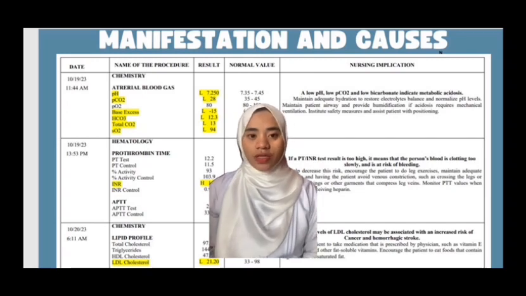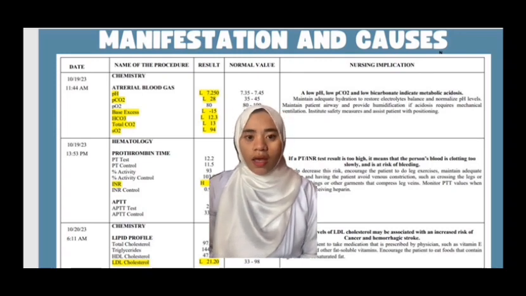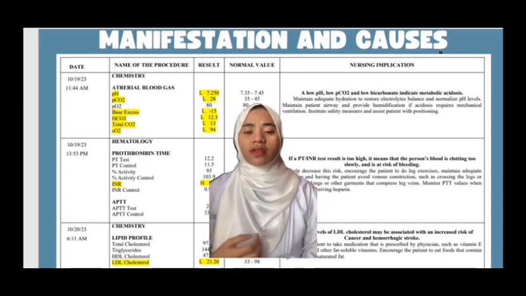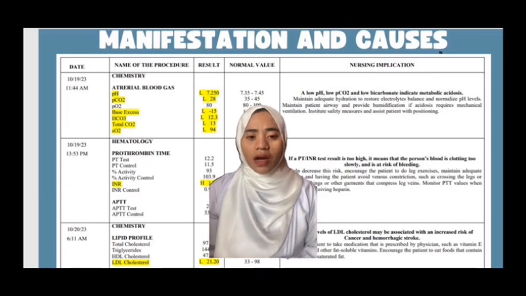In hematology, the PT/INR test result is too high. This means that the person's blood is clotting too slowly and is at risk of bleeding. To help decrease this risk, encourage the patient to do leg exercises and maintain adequate hydration, and have the patient avoid venous constriction such as crossing the legs or wearing stockings or other garments that compress leg veins. Monitor PTT values when the patient is receiving heparin.